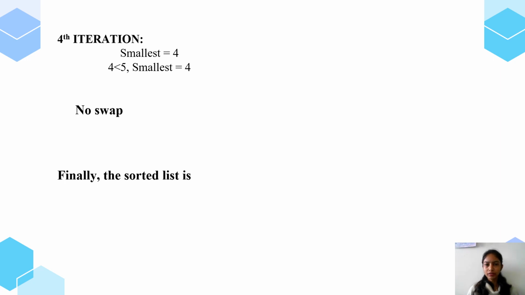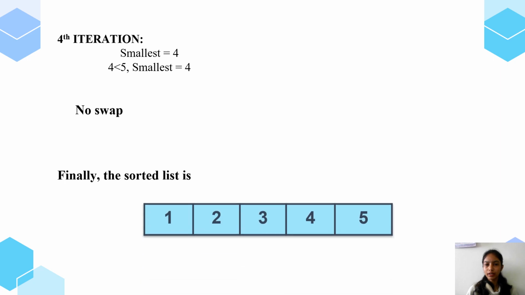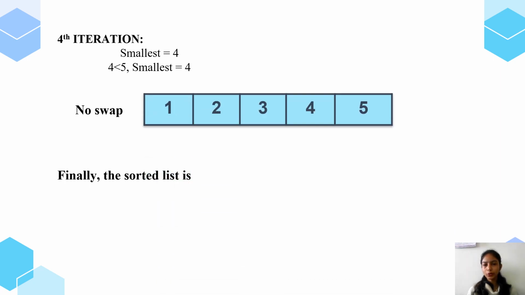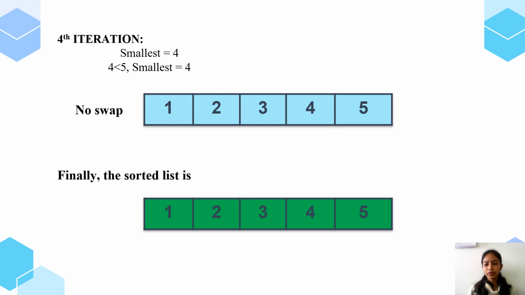Fourth iteration: A[3] is 4, so the smallest is 4. 4 is smaller than 5, so the smallest is still 4. Then there will be no swapping, and the list is 1, 2, 3, 4, 5. And the final sorted list is 1, 2, 3, 4, 5.